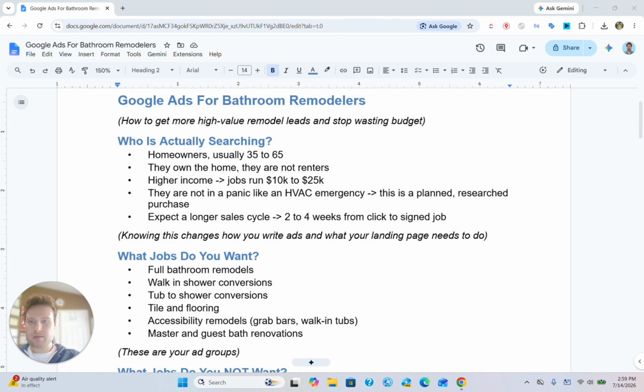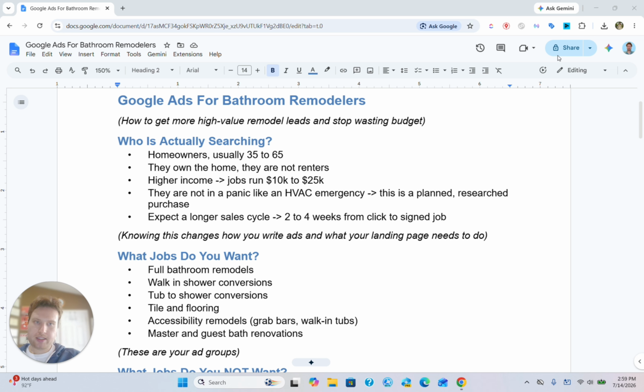So first thing to think about is who is actually searching for a bathroom remodel. Generally in this instance, it's usually homeowners between the age of 35 to 65. Generally, they are homeowners and not renters. Higher income just because a job can run anywhere between 10 to 25K. And again, that depends on your area.